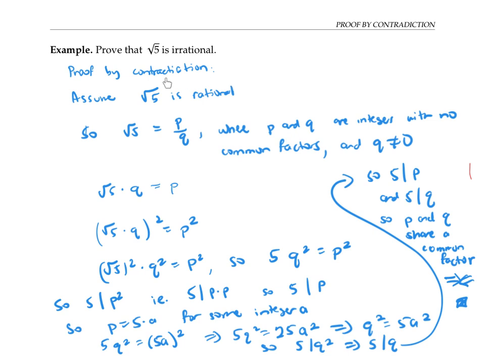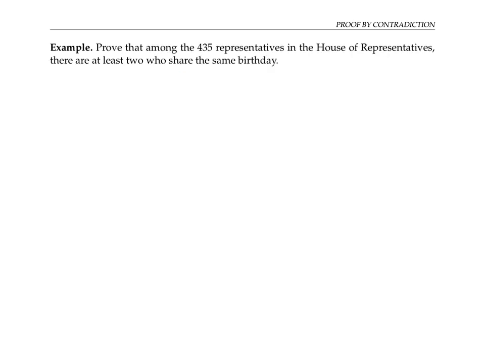We assumed the opposite of what we wanted to prove, we got a contradiction, and so we've proved the statement that square root of 5 is irrational. As our second example, let's prove that among the 435 representatives in the House of Representatives, there must be at least 2 who share the same birthday. Again, we'll do a proof by contradiction. So we'll assume that there are no birthdays in common.